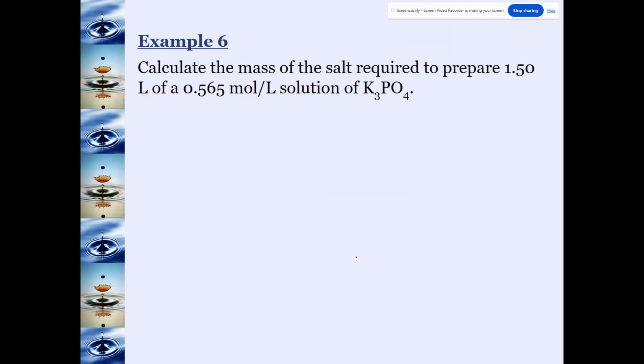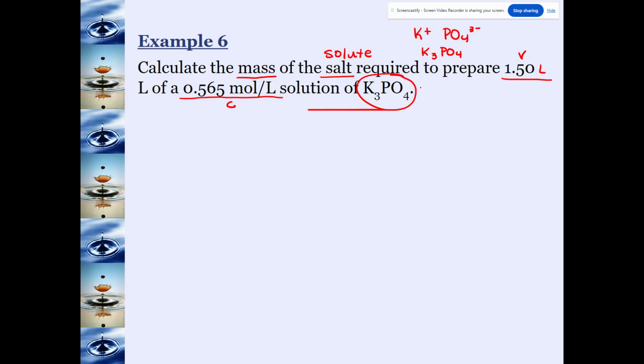Okay, the last example that we have is very important for the next lesson when we learn how to make a solution. When we make a solution, we need to know what mass of our solute, the salt just means ionic compound or solute, is being required to prepare a solution. We are preparing a solution with a volume of 1.50 liters and a concentration of 0.565 moles per liter. This is my solute. Again, if you were given the name potassium phosphate, I would need to balance my ion charges, so I know that there would be 3 potassiums bonding with 1 phosphate.